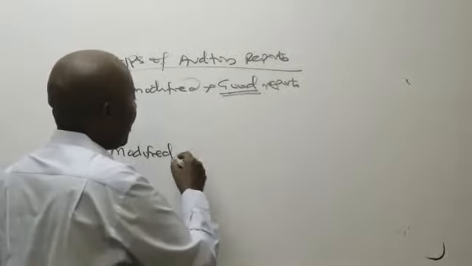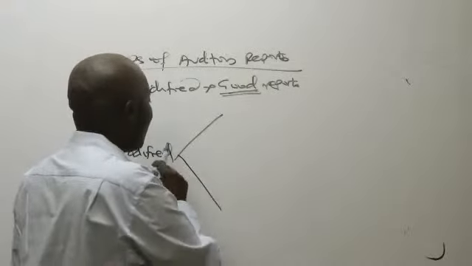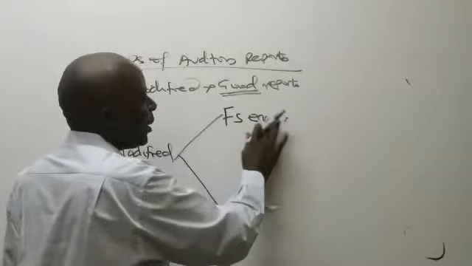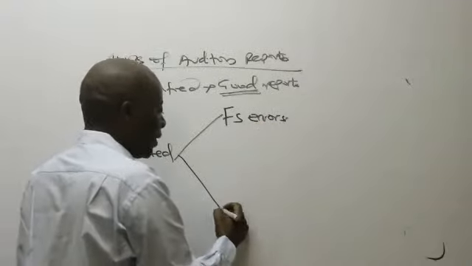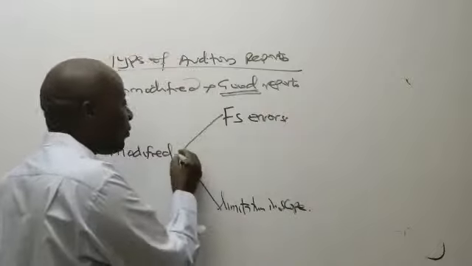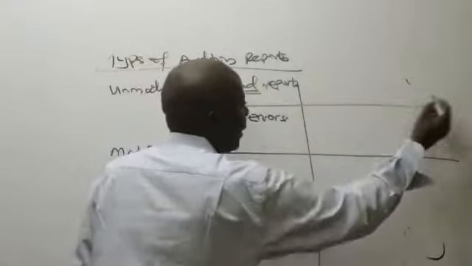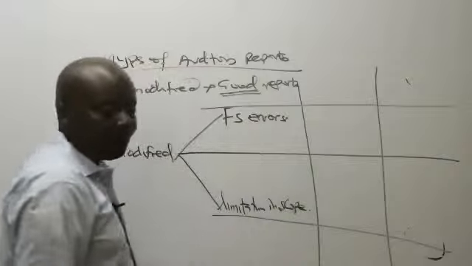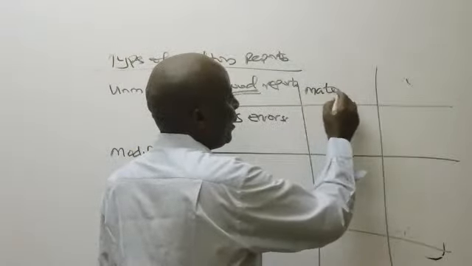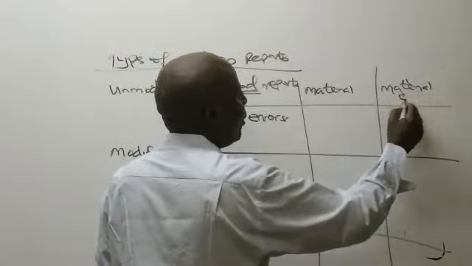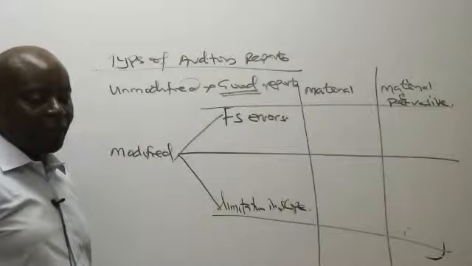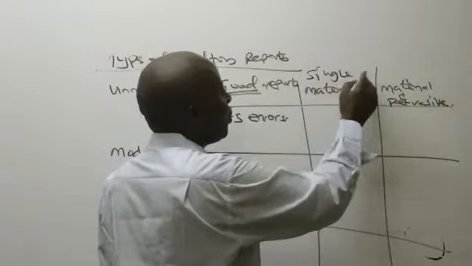And then now we have the modified. Remember, you can modify, ladies and gentlemen, your report, number one, if financial statements are erroneous, if financial statements have an error. And if in this case here, there is a limitation in scope. And I've always repeated this severally, ladies and gentlemen, because of its importance in your exams. Now, ladies and gentlemen, please listen to me very well. We have what we call material, and then we have material and pervasive. Material and pervasive. So this is what we call single. This is what we call plural.